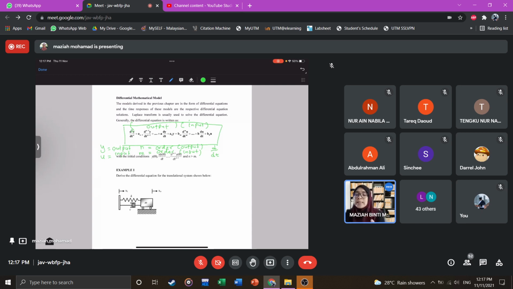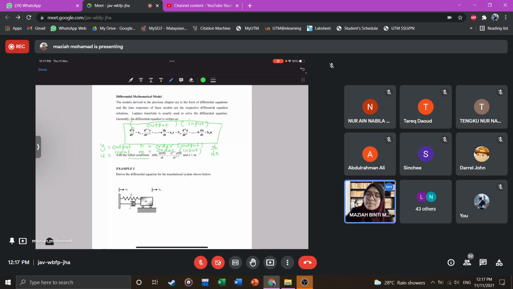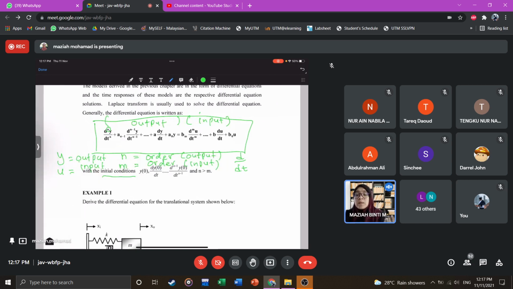So you can see all the terms that contain y, the output, will be at one side. And the other side is all the parts that contain the term for the input, which is u. And then of course when we talk about ODE, we have initial conditions. So we have y0 equal to 0, meaning y at time 0. Okay, dy0 per dt, dy0 at initial condition, time 0.